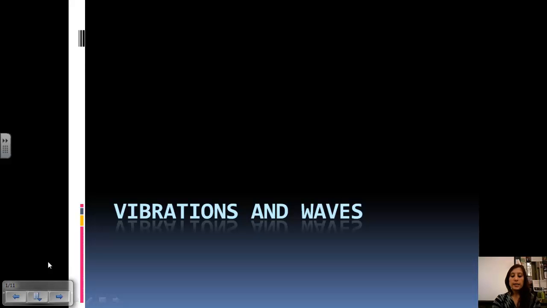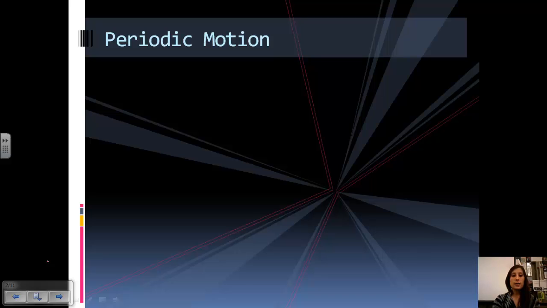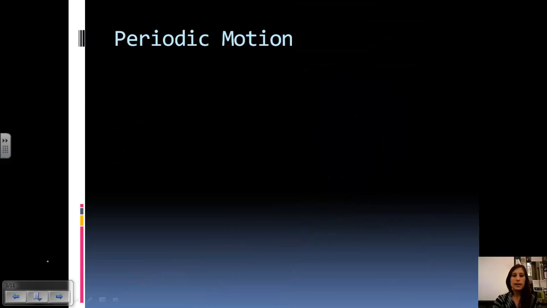Hello. We're going to begin chapter 14, which is all about vibrations and waves. And so today we're going to talk about section 1, which is periodic motion, looking at waves and how they repeat and things like that.